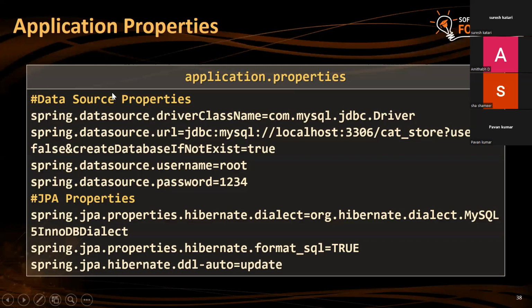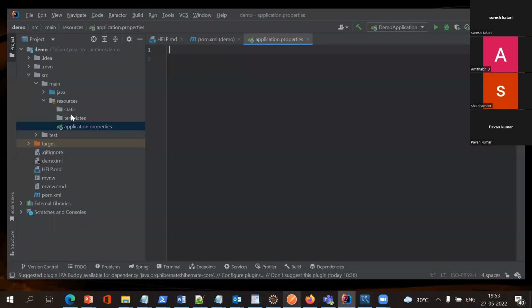This will be stored under the resources folder. This folder structure is fixed for any Spring Boot application. If you want to see application.properties in any Spring Boot application, you can go under src, under main, and there the resources folder will be there. Inside the resources, you can see the application.properties file. There is also a static folder.